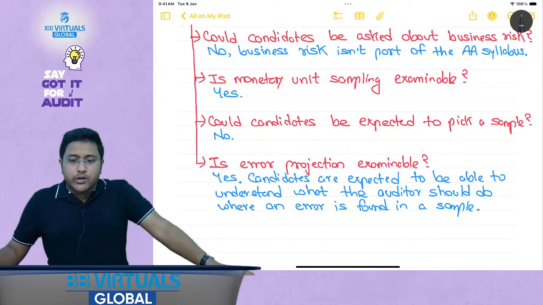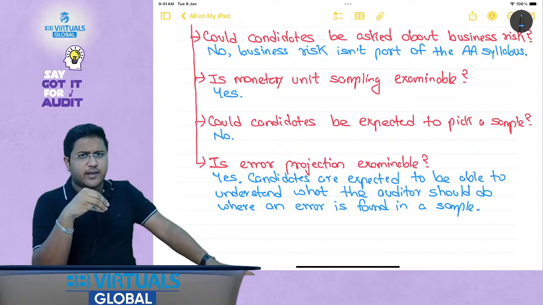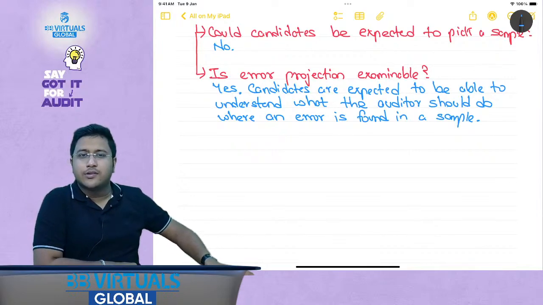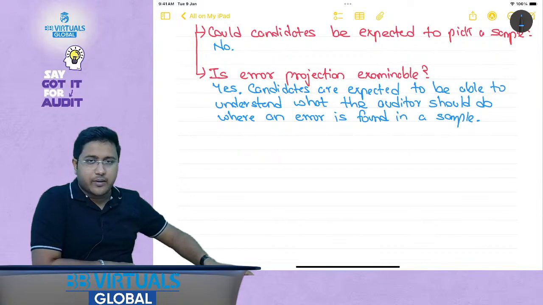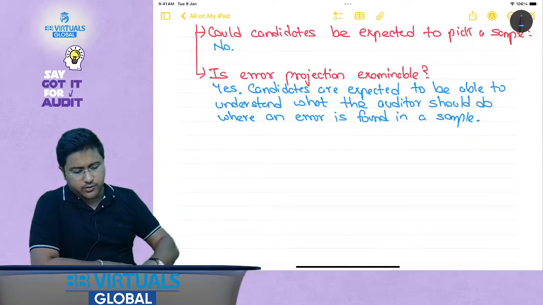Is monetary unit sampling examinable? Yes. So what is it? This is one type of sampling. This is examinable. Could candidates be expected to pick a sample? No. It might not happen that you will be given a population and asked to pick a sample. That might not be possible.